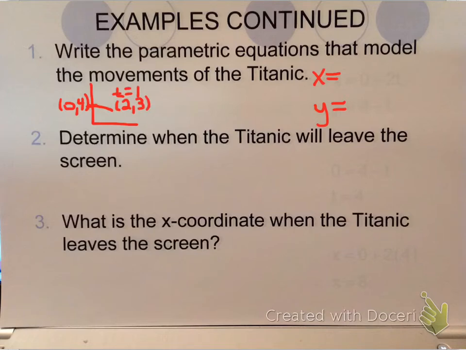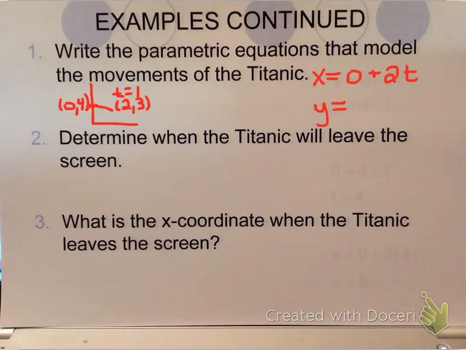So remember, what we're doing is we're writing an equation that says, where does the x position start? Well, the x position starts at 0. And every unit of time, how far horizontally does it move? And based on the word problem on the previous slide, it moved 2 units horizontally in that first minute. So every minute it's going to move 2 units.